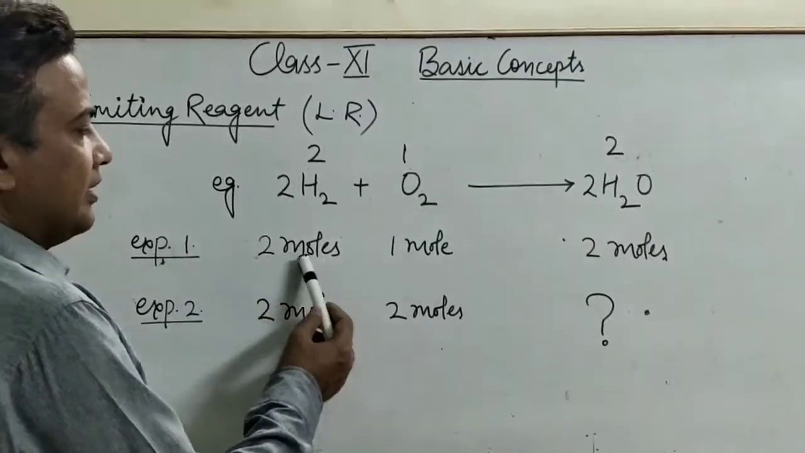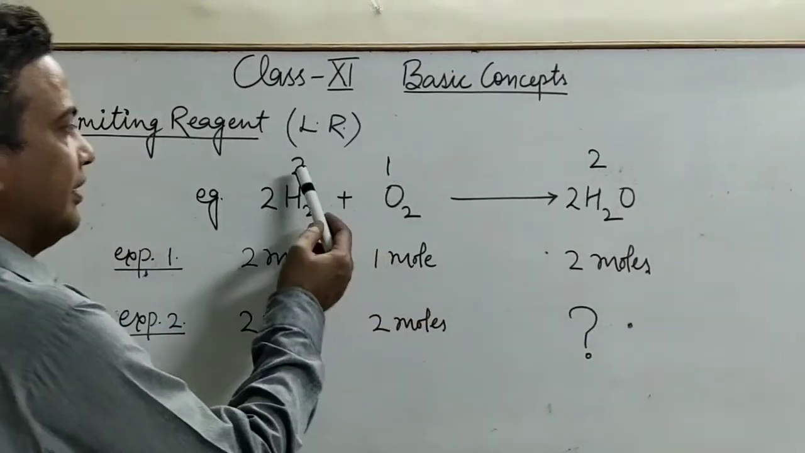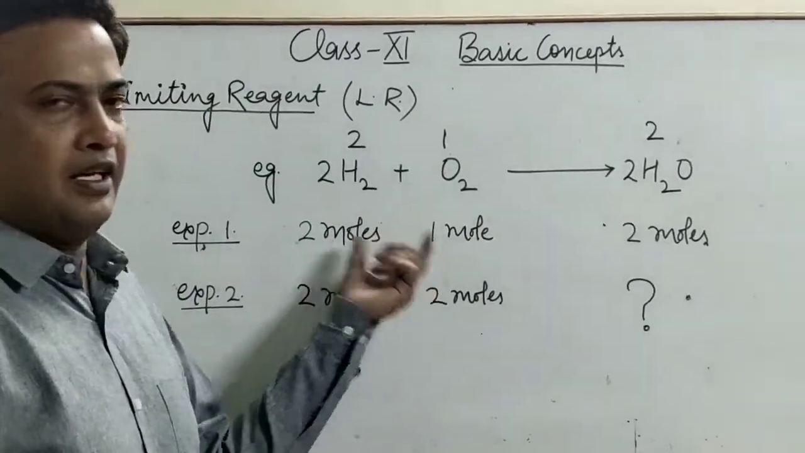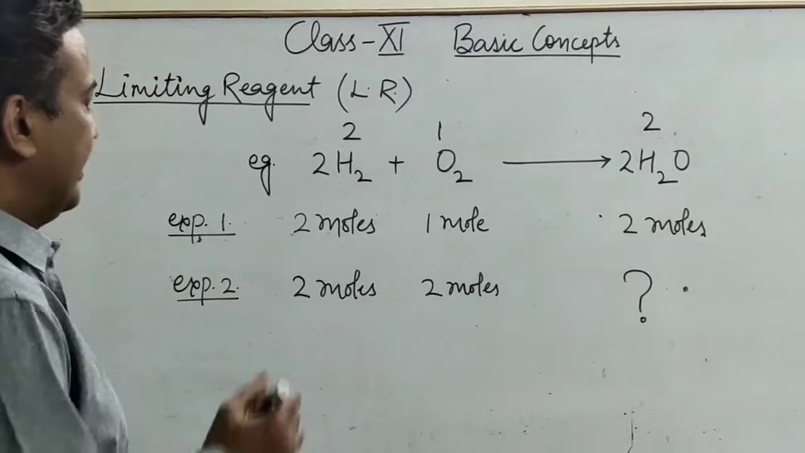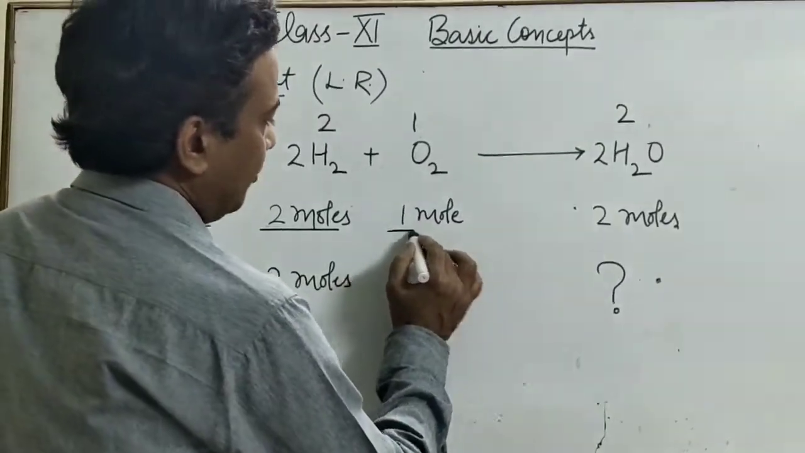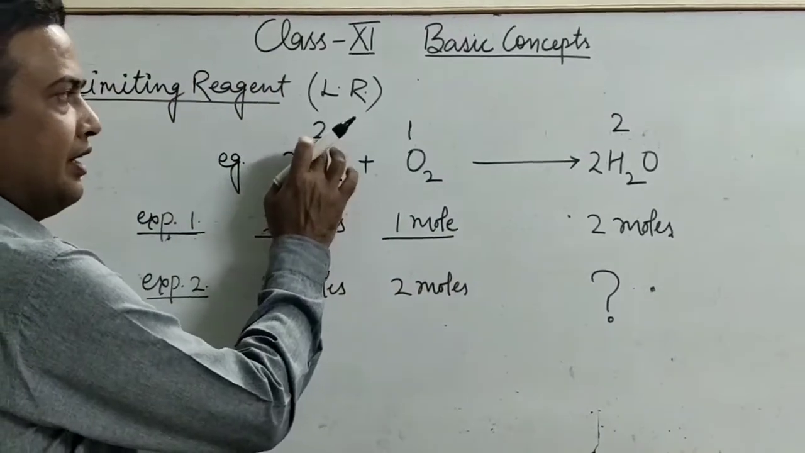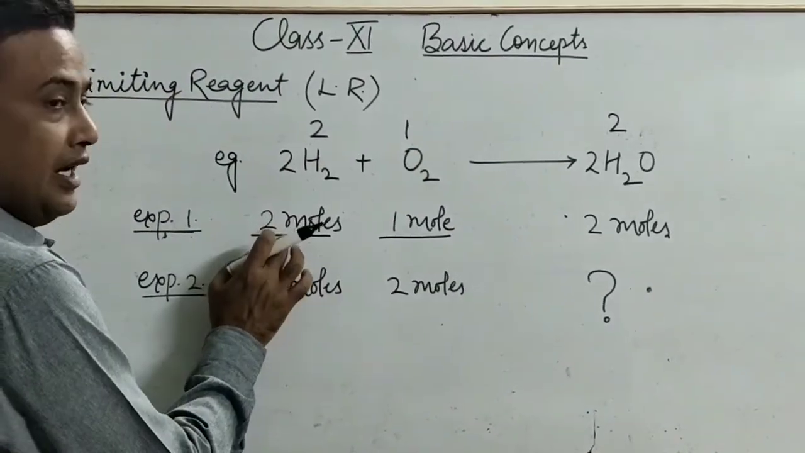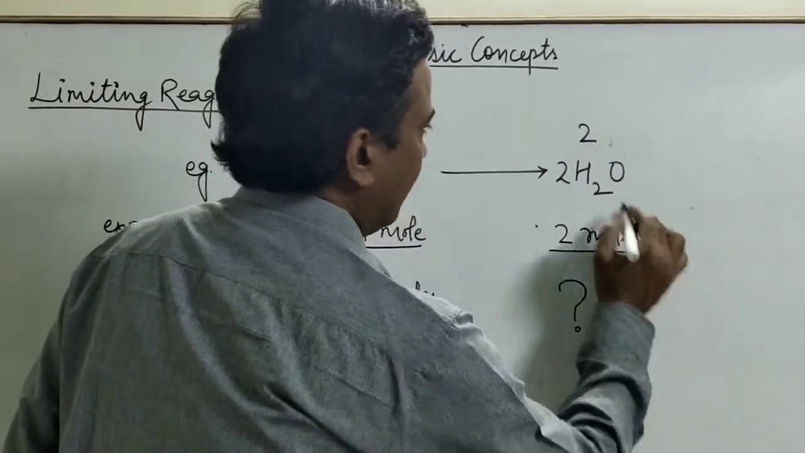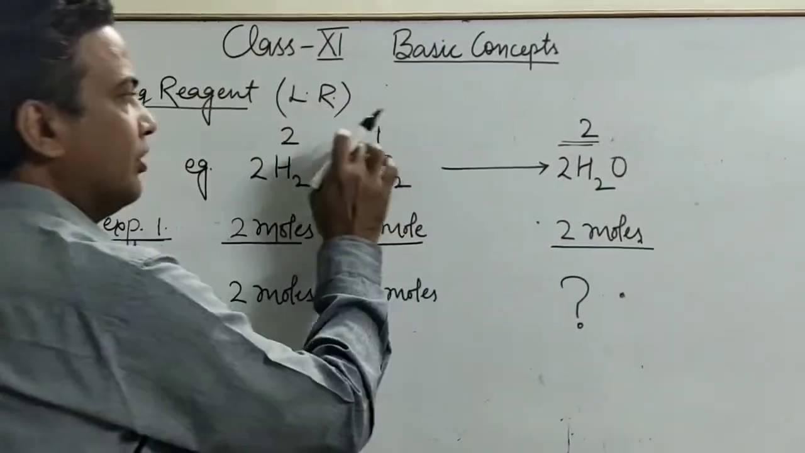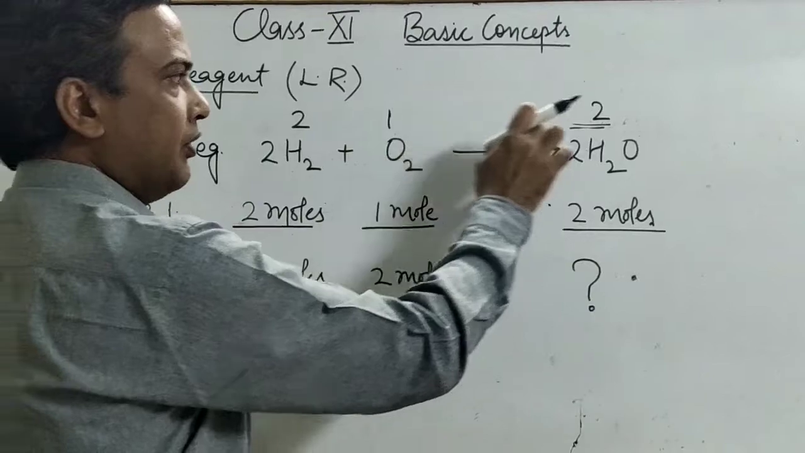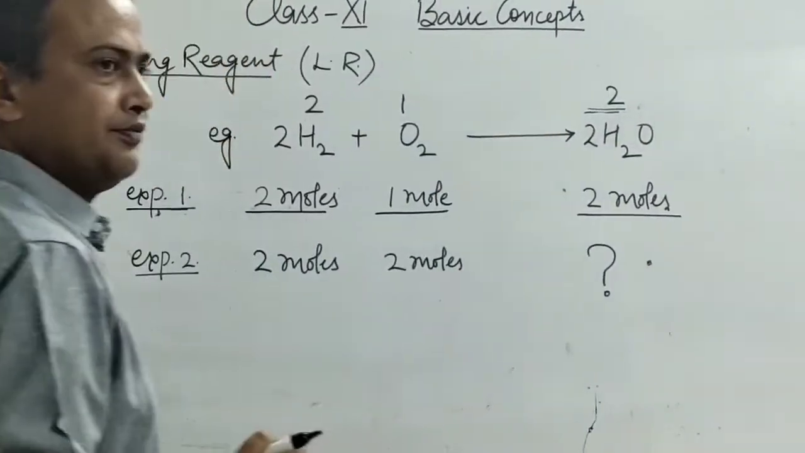When we have the reactants in the same ratio as that of the stoichiometric coefficients, these two are completely reacting with each other. Like in our experiment 1, we have taken 2 moles of H2 and 1 mole of O2, and they are reacting in this ratio 2:1. So they are completely reacting with each other to give you 2 moles of water according to the stoichiometric coefficient. 2 moles of H2 reacting with 1 mole of O2 giving 2 moles of H2O.